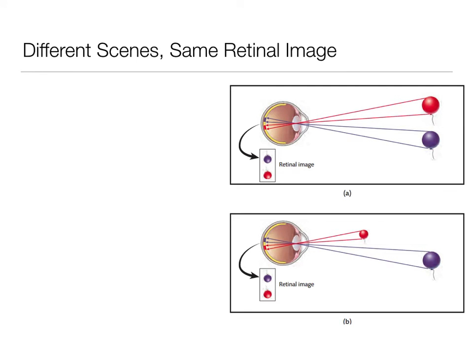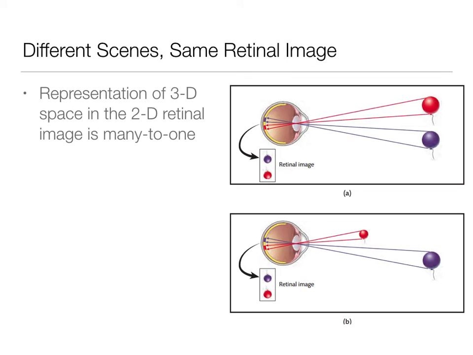Okay. So again, the issue that we have in our visual processing is that we have a 3D space with 2D representation. And the issue with that is that we can have a whole bunch of different 3D scenarios that involve the exact same retinal image. So here we have two different balloons at two different distances. In image A, the balloons are the same size and the same distance. That creates a retinal image where they're equal sized.